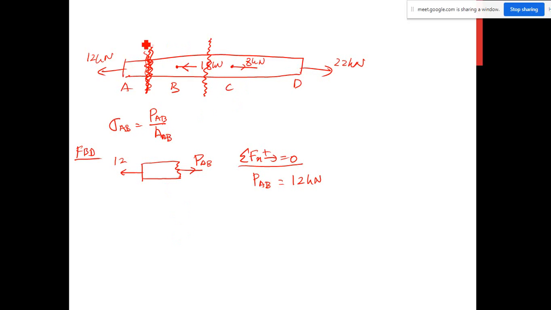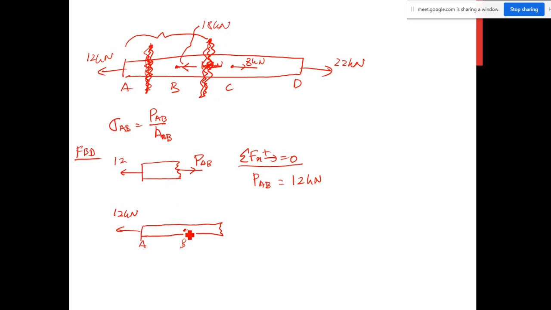Let's say I choose the left part of the structure. What I will have is something like this. I have 12 kilonewton here. Here is A, here is B, and here is the sectioning path. I also have at point B the 18 kilonewton. Let me draw, this is 18.